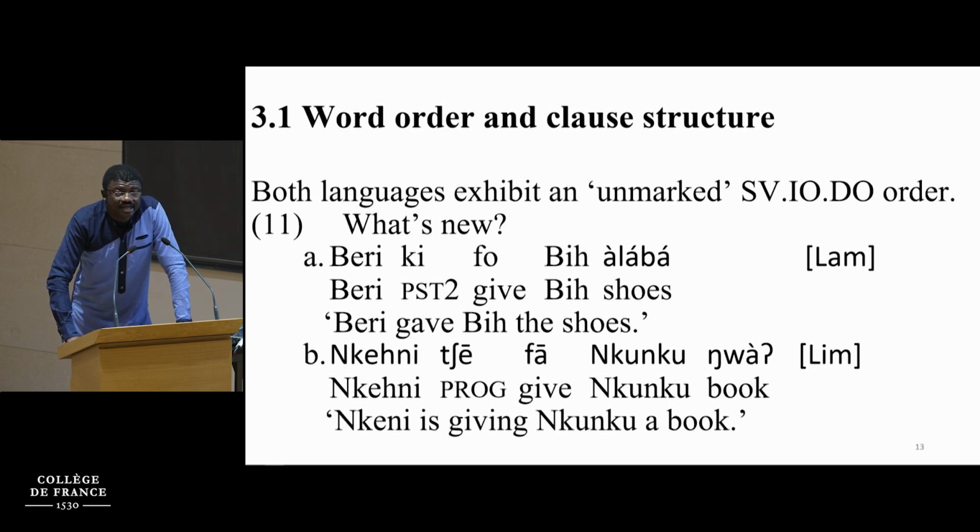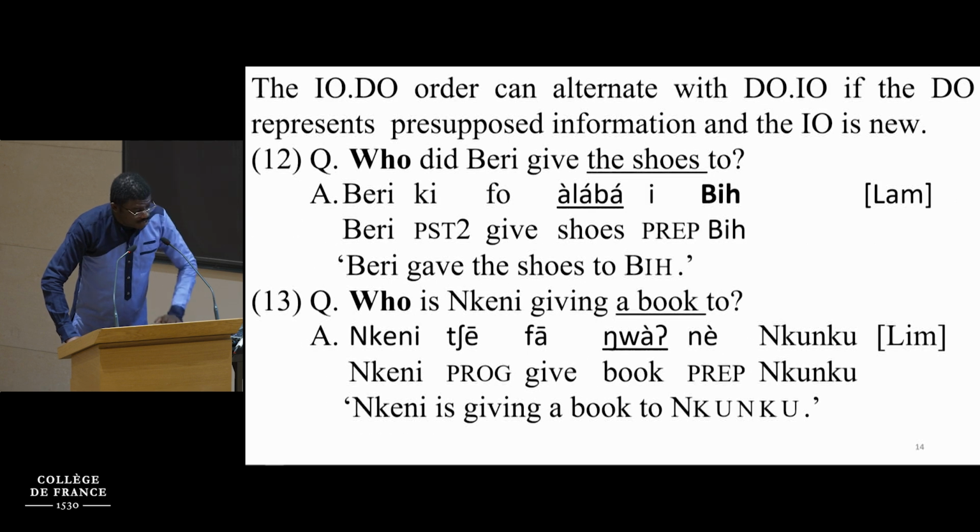The basic word order in both languages, when you have a double object construction, is SV, indirect object, direct object. So Berry gave B the shoes, or Nkene is giving Nkunko a book. However, it is possible to invert that order. So you can have the order in which the direct object precedes the indirect object, if and only if the direct object is presupposed in the discourse and the indirect object is new information.